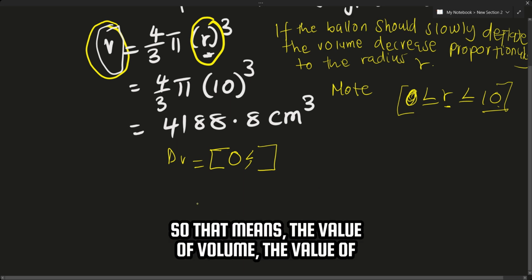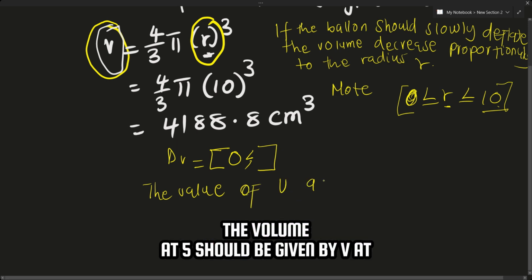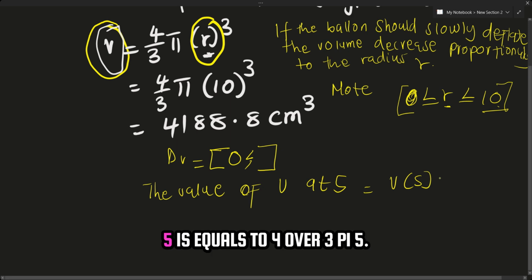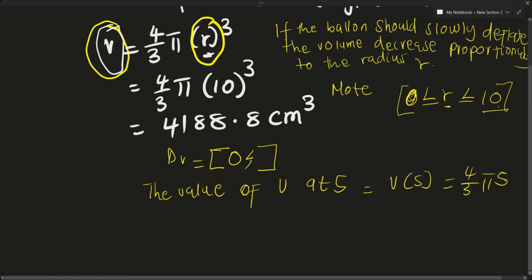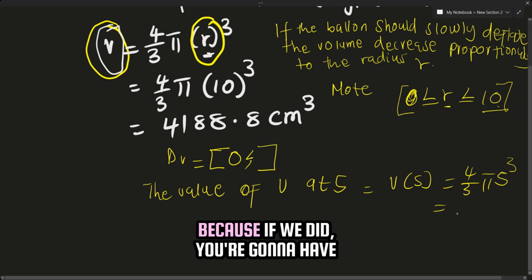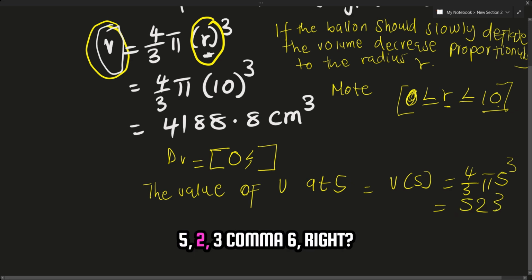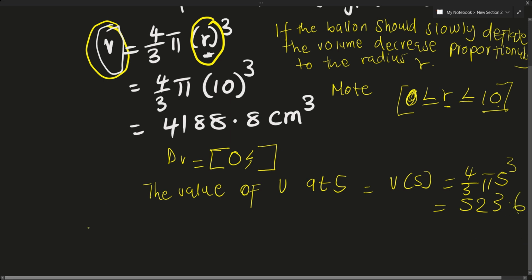So that means the value of volume at 5 should be given by V at 5 is equal to 4 over 3 pi 5 to the power of 3, because if we do, we're going to have 5 to 3 comma 6, right?